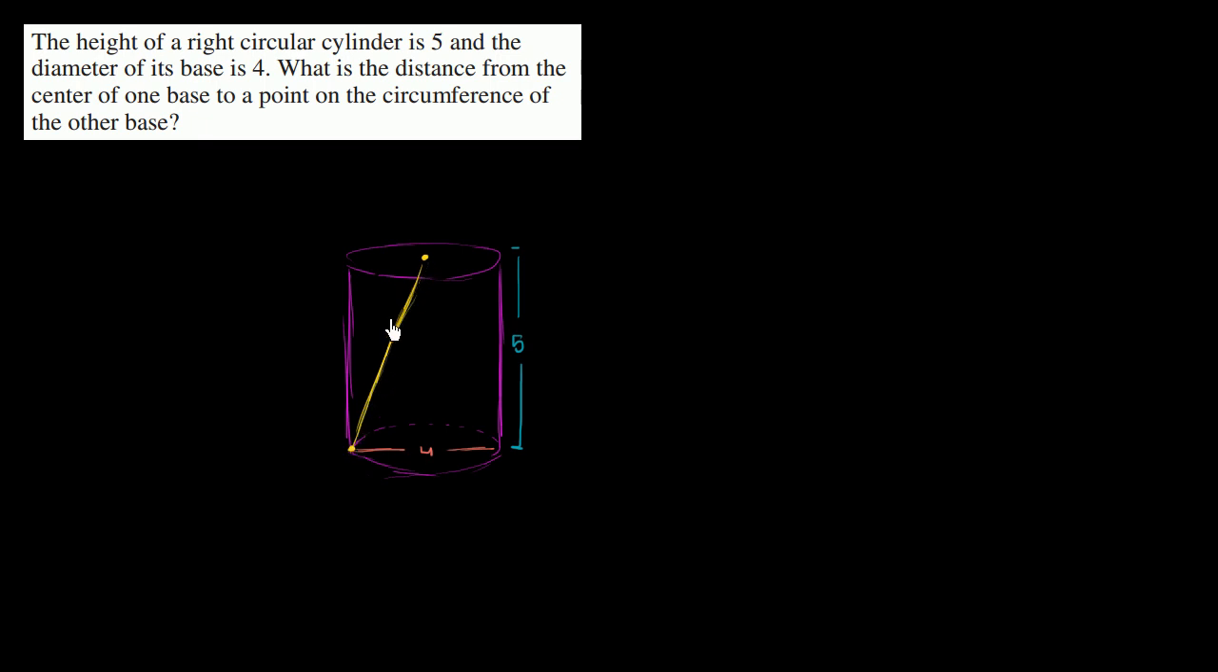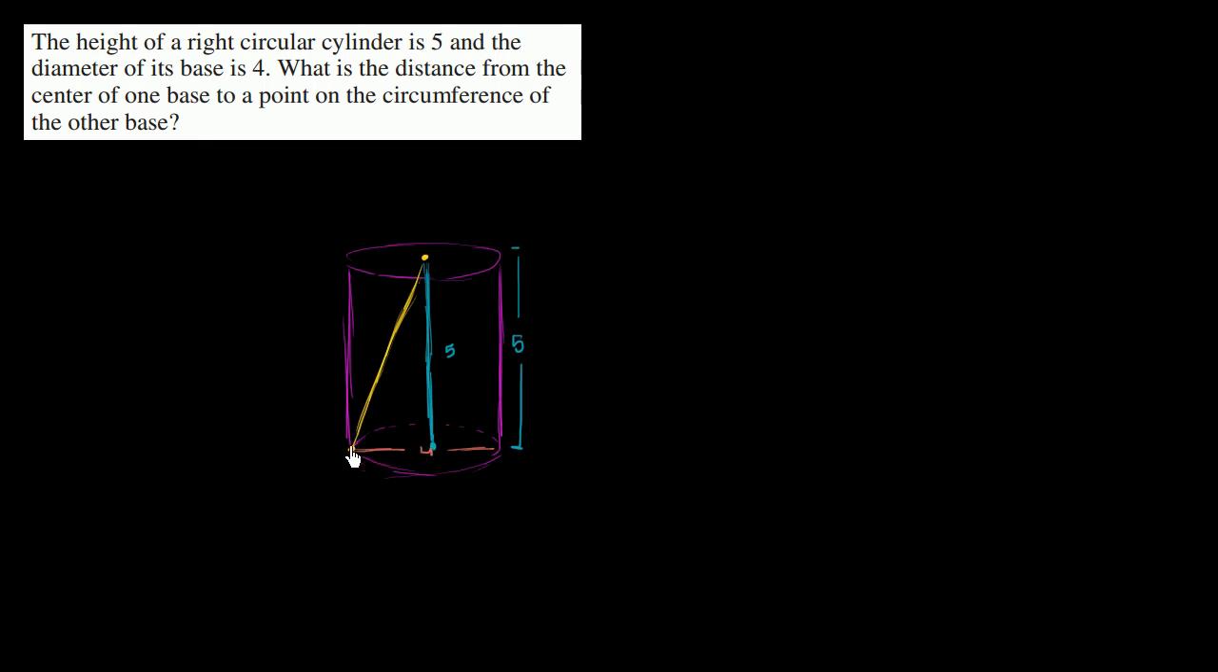And it might jump out at you that we could construct a right triangle where we know two of the dimensions. And if we know two of the dimensions of a right triangle, then we can use the Pythagorean theorem to figure out the third. So we already know that this height right over here, the height of our right circular cylinder, or the height of our can, is 5. And this is the distance from center to center.